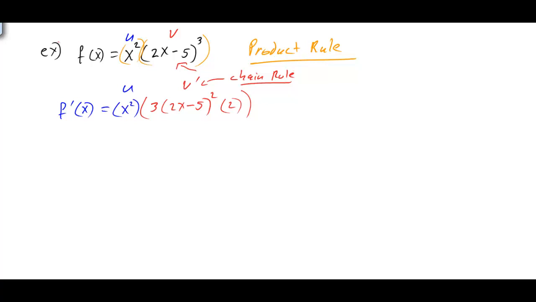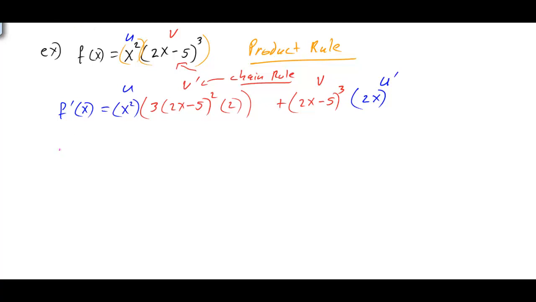Okay, are we finished? Well, hopefully you said no, because this is the product rule. We took the first times the derivative of the second, and then it's going to be what? Plus the second, which is our 2x minus 5 cubed, multiplied by the derivative of our first piece. So the derivative of x squared would simply be 2x. So here is the derivative for this particular function, which required the product rule. And once again, inside of this product rule, we had to end up using the chain rule.